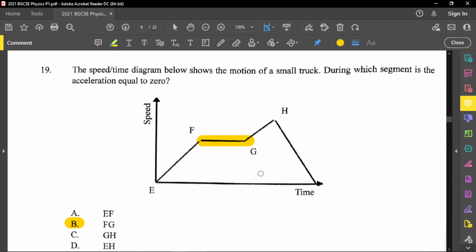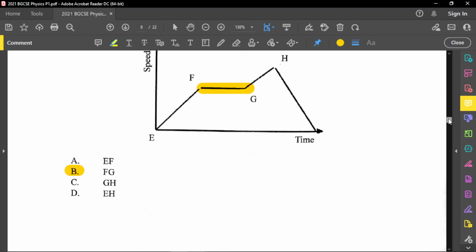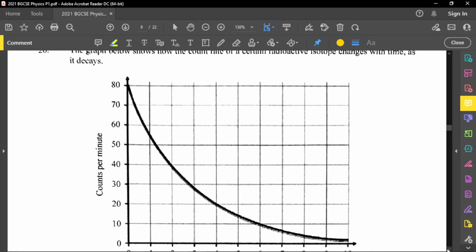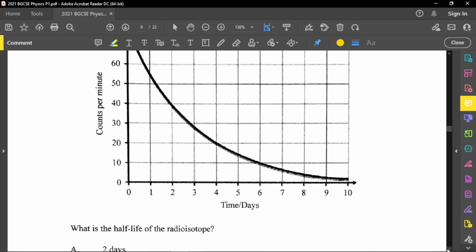All right, and in question number 20, let's just quickly scroll on to that. There, okay. So the graph below shows how the count rate of a certain radioactive isotope changes with time as it decays. Let's see what they're asking us here now. So we have a count rate on the y-axis and we have the days or time on the x-axis. So what is the half-life of the radioactive isotope?